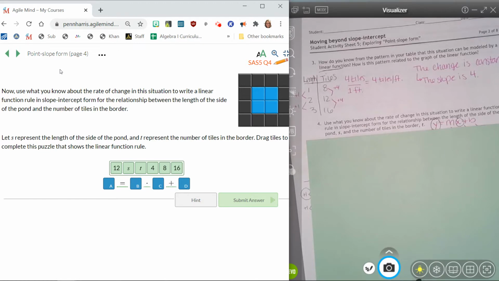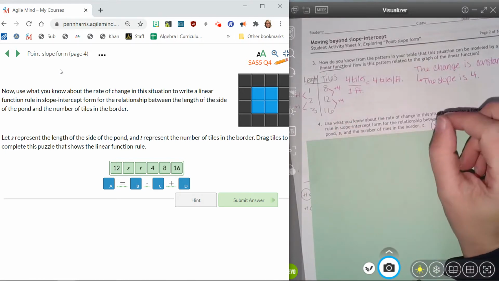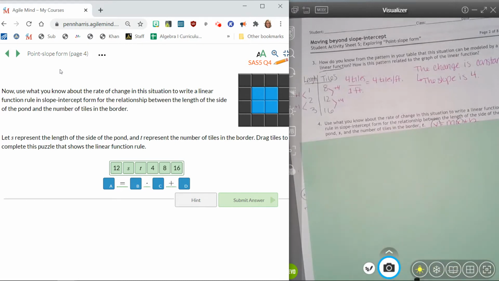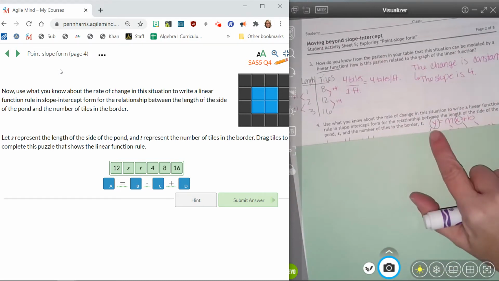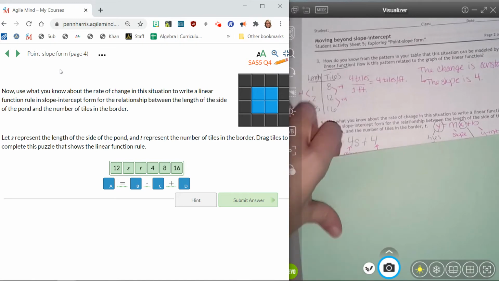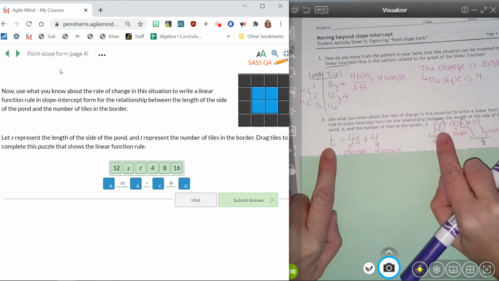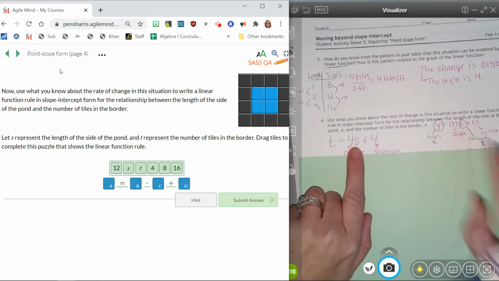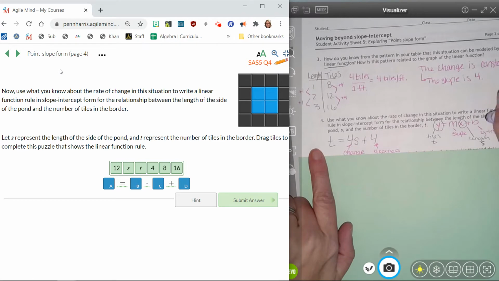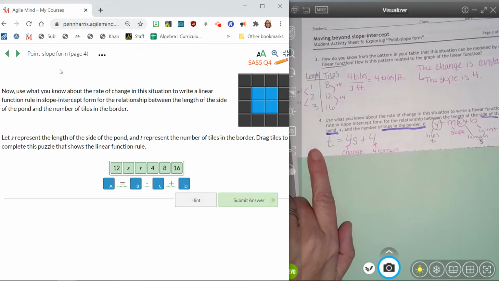So now let's use what we know about the rate of change from this particular situation to write an equation in slope-intercept form. So just as a reminder, guys, y equals mx plus b. Okay, that's our slope-intercept form. But in this particular problem, they want our t to be tiles, and they want our s to be the x. And they tell us that here, where the side of the pond is s, and the number of tiles in the border is t.